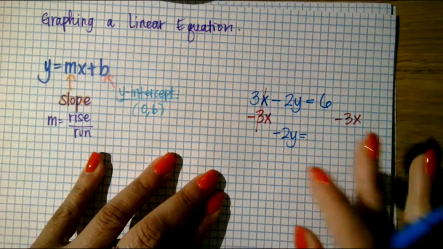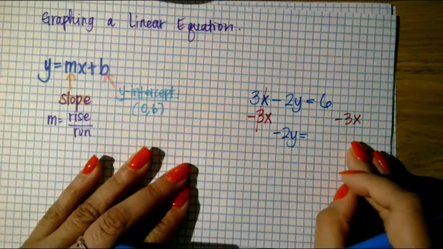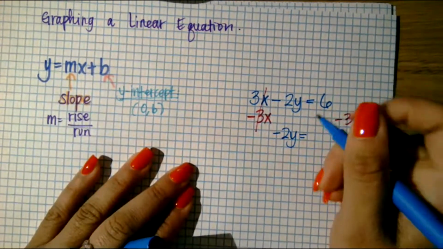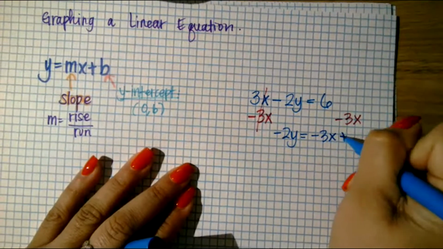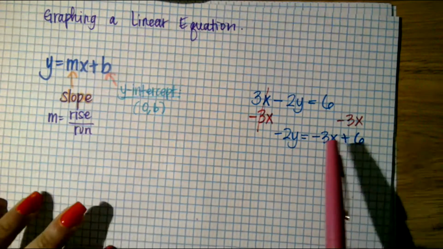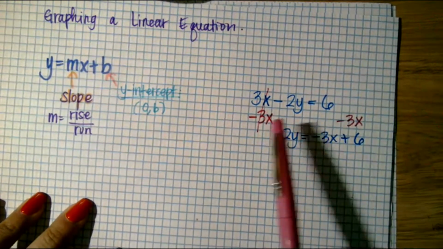So they're going to be written separately. But notice again that my format needs the x written first. So I'm going to write the x first. So I now have negative 3x plus 6. Okay? So my format is almost getting there.